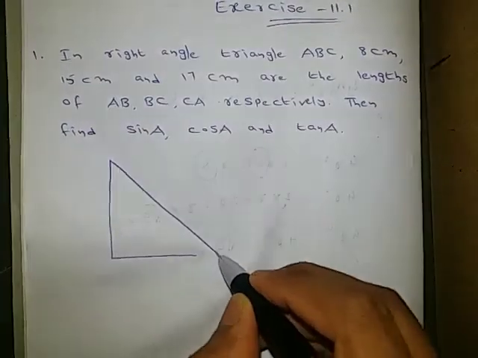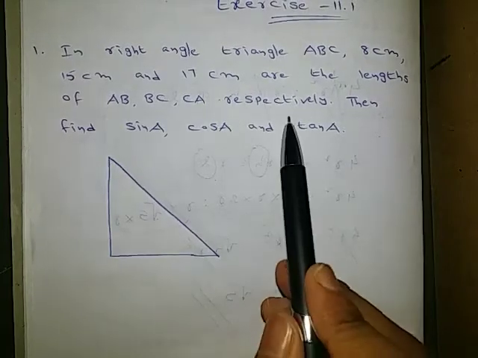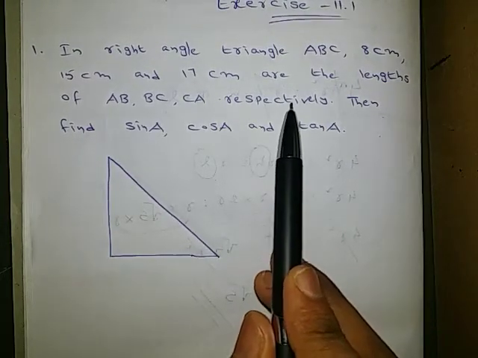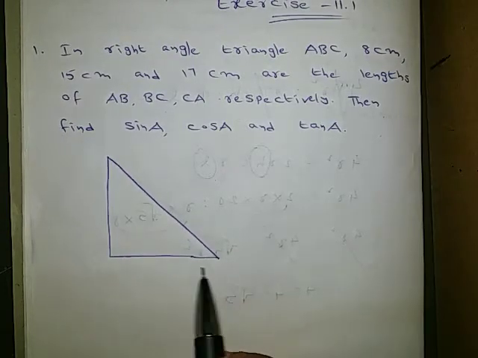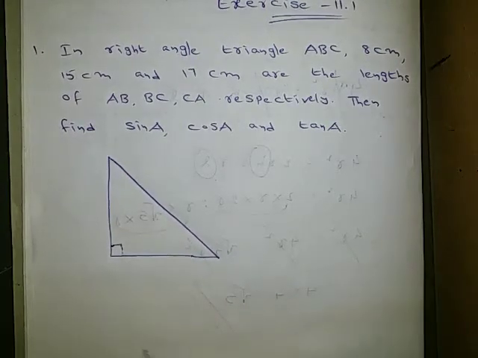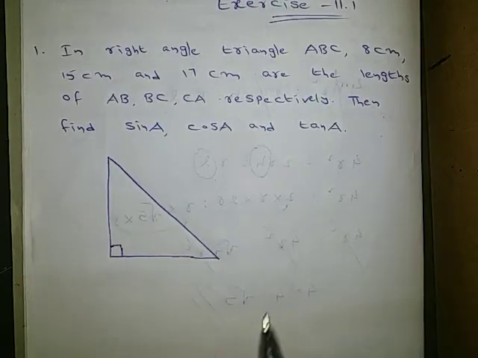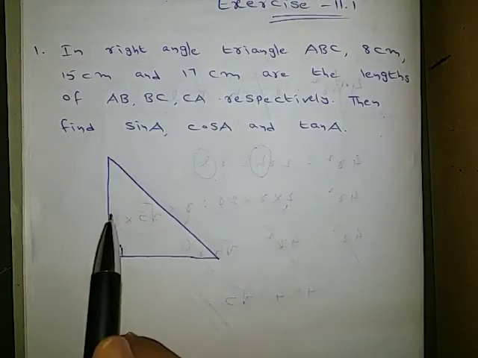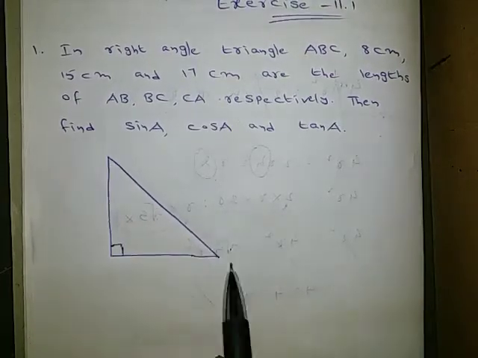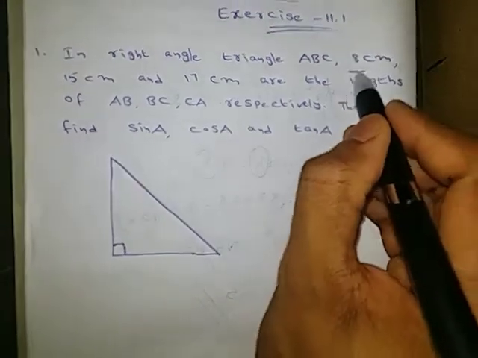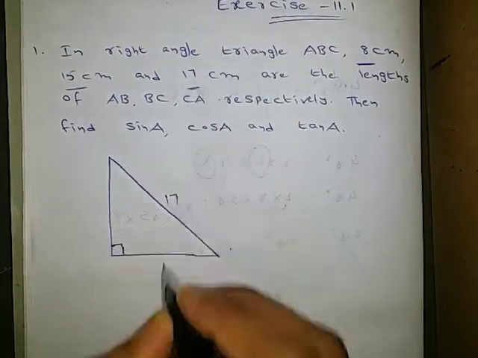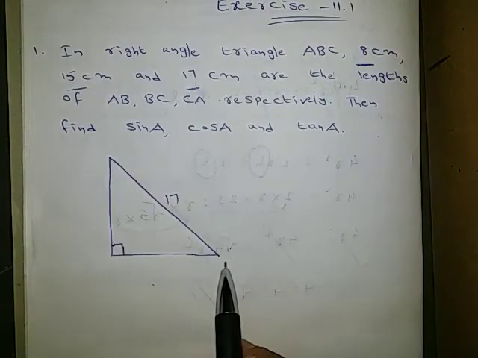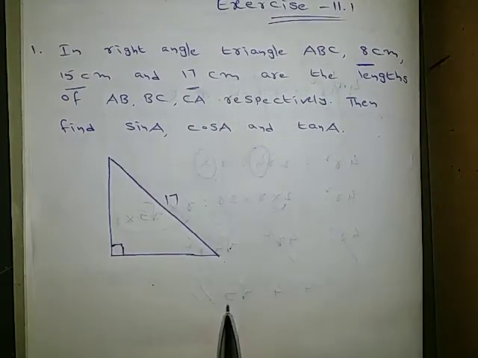So now I am drawing one right angle triangle ABC. But in the question he didn't mention where the right angle is. So we need to make a clear idea where the right angle is exactly, based on the given measurements. Already we know in a right angle triangle the hypotenuse is the longest side. So of all the given three measurements, the longest one is 17. So obviously 17 will become the hypotenuse.